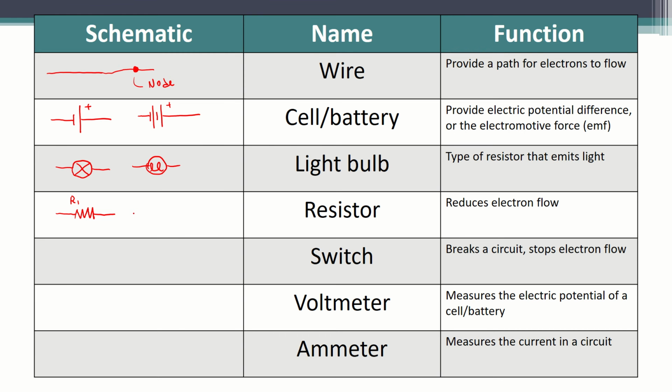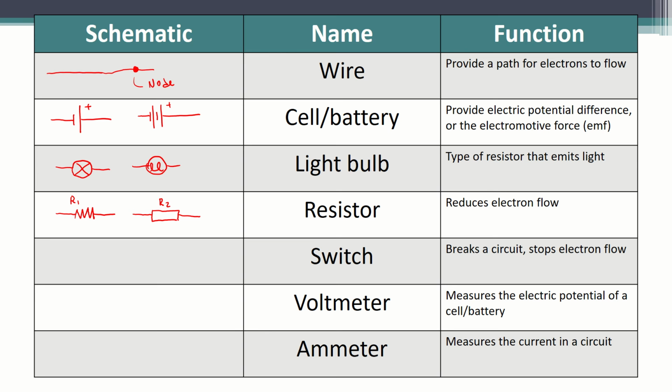Now another way you might see a resistor represented is, again, a little rectangle with two leads coming out on each side, on the shorter sides of the rectangle. So that'd be another resistor, perhaps shown like that. Usually you pick one or the other way. I prefer to use the zigzag line, but you might see circuits shown like this. And again, the purpose of a resistor is to reduce the electron flow.